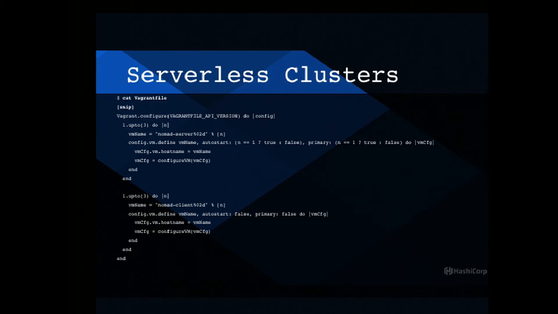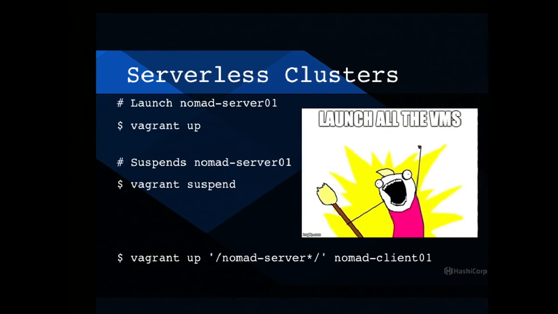This means that inside of a single Vagrantfile, single directory, I can spin up as many VMs as my laptop will reasonably support. So I can just do Vagrant up, Vagrant suspend, and that works as normal on just one VM, but I can also do Vagrant up on a regular expression, that's what the slashes are interpreted as, in this case my Nomad client, so I've got a cluster of four machines. That's useful.